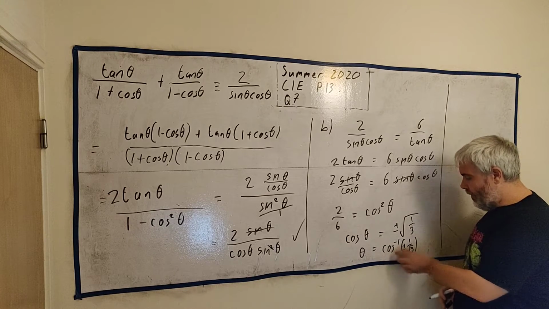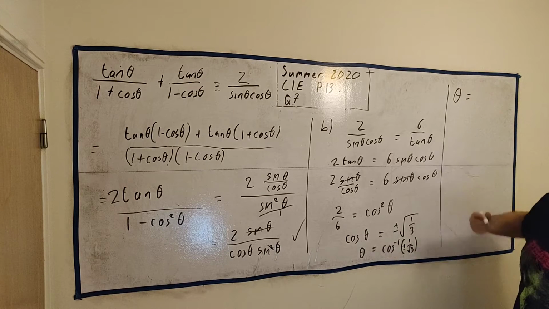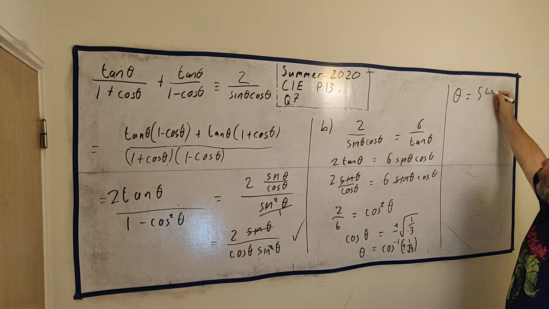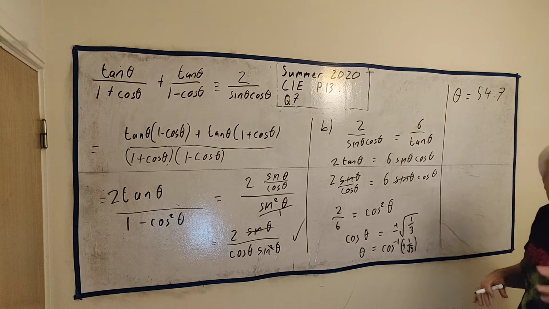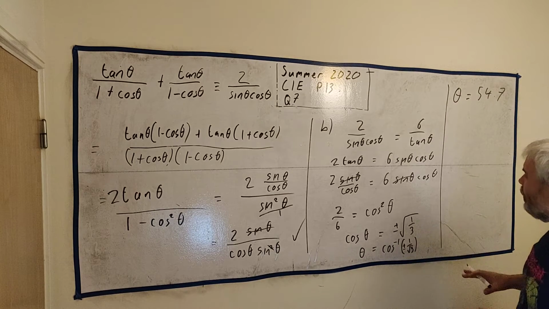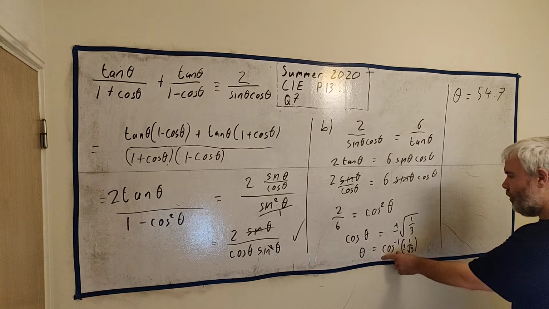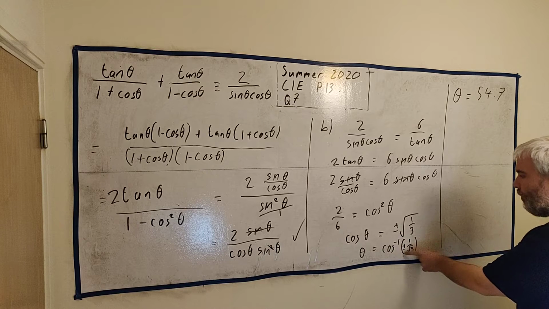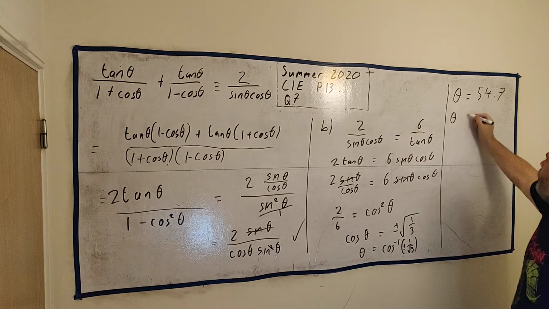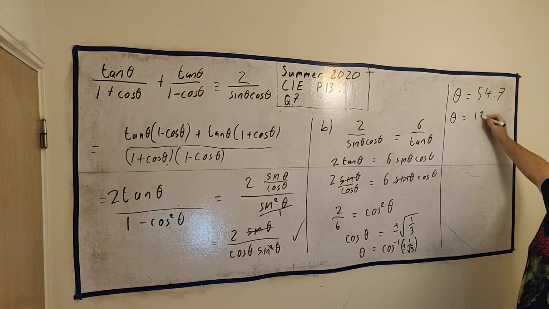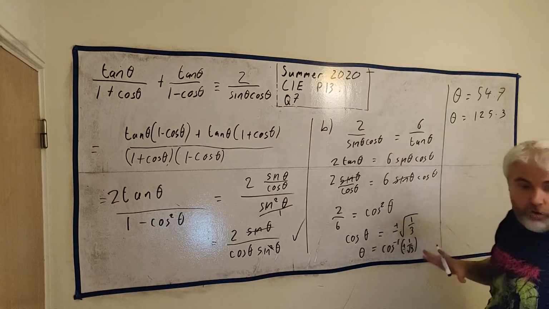The inverse cosine of 1 divided by square root of 3 will tell you that theta is equal to 54.7. Make sure you're in degrees. They ask you the question in degrees. Give them the answer in degrees. And also put it in the calculator again. The inverse cosine of minus 1 divided by square root of 3. That'll give you a different answer. That'll give you 125.3. So there are 2 answers.